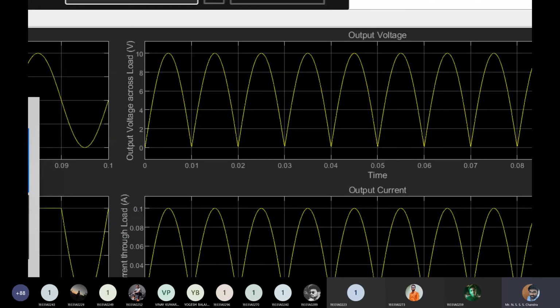Only difference will be your peak inverse voltage. In a bridge rectifier configuration, it is equal to Vm, whereas in center tapped transformer configuration, it will be equal to 2 Vm.